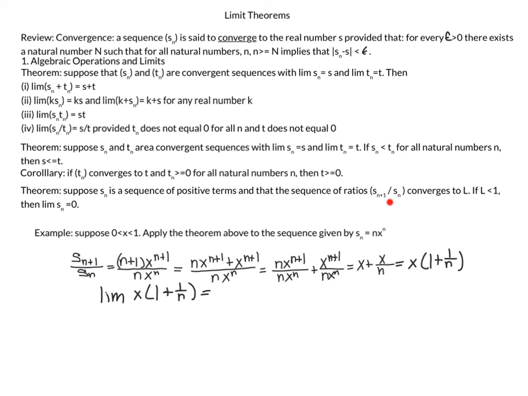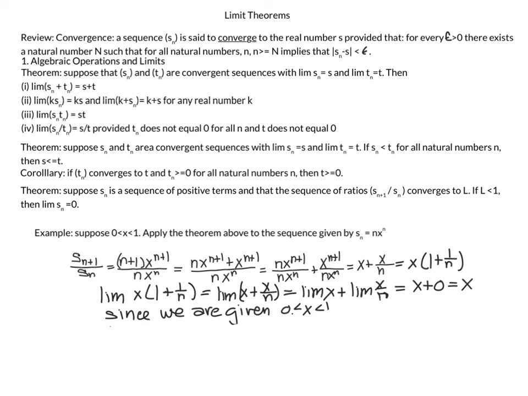I want to see how this ratio converges, so I'm going to look at the limit of x times (1 plus 1 over n), and I do have this theorem over here to use. I can multiply through by my x, and then using this part of my theorem where I have the sum of two sequences, I can separate this out to the limit of x plus the limit of x over n. x is just a real number between 0 and 1, so the limit of x is equal to x, and the limit of x over n, as n gets large, converges to 0, so that's just equal to x.